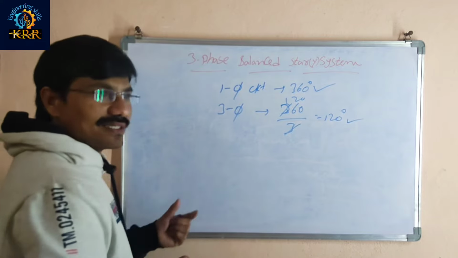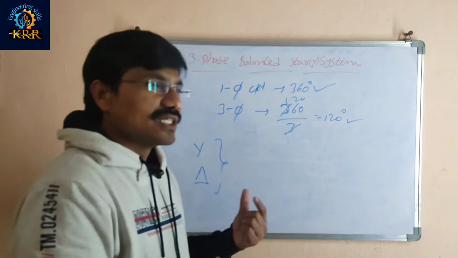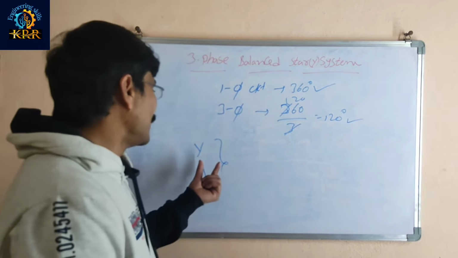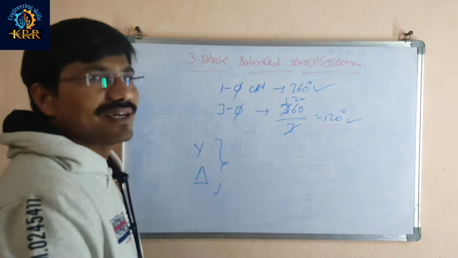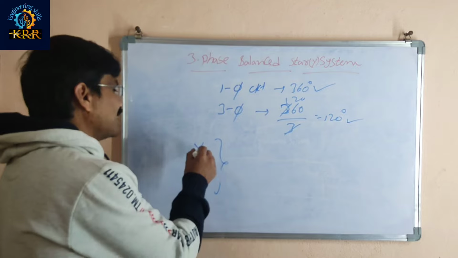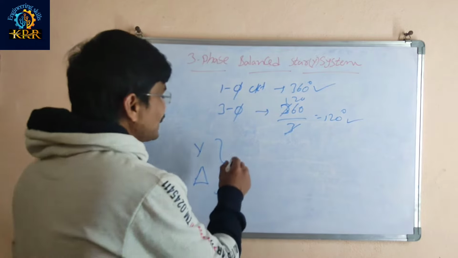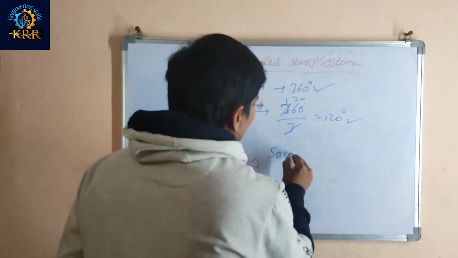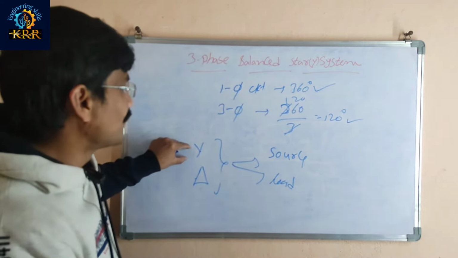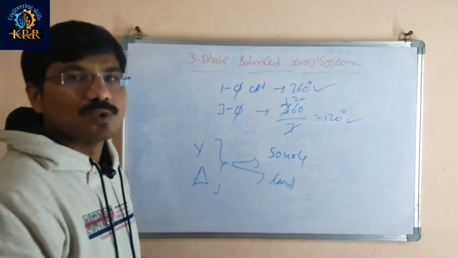In three phase circuits, we have star or delta. In three phase circuits, three individual circuits are connected. There are only two types: you connect in star or you connect in delta. These star system or delta system is available on the source side as well as the load side. The star system is available on the source side and load side. The delta system is available on the source side and load side.